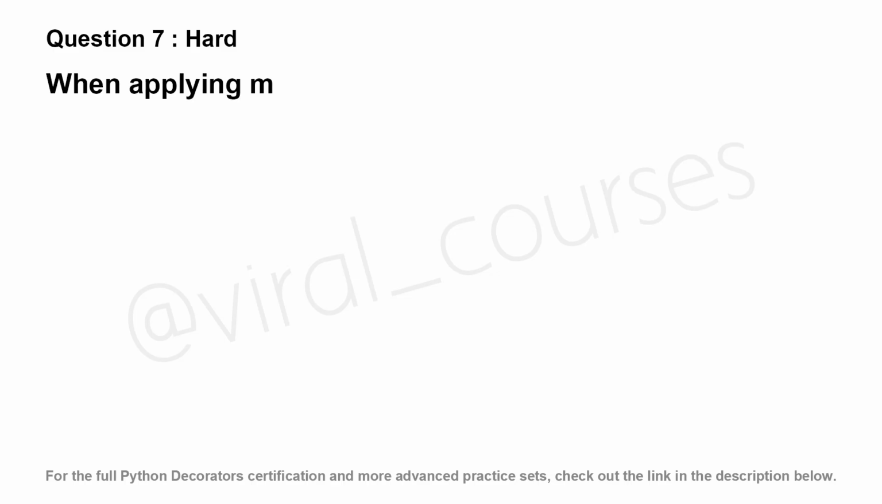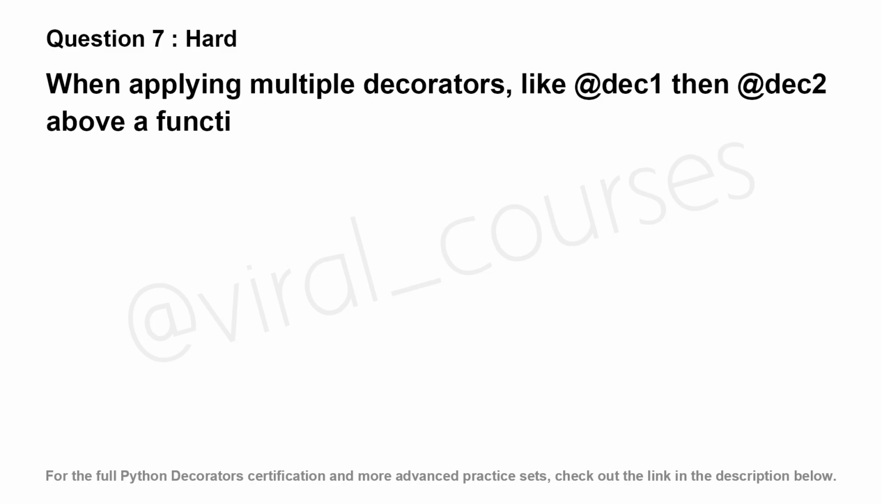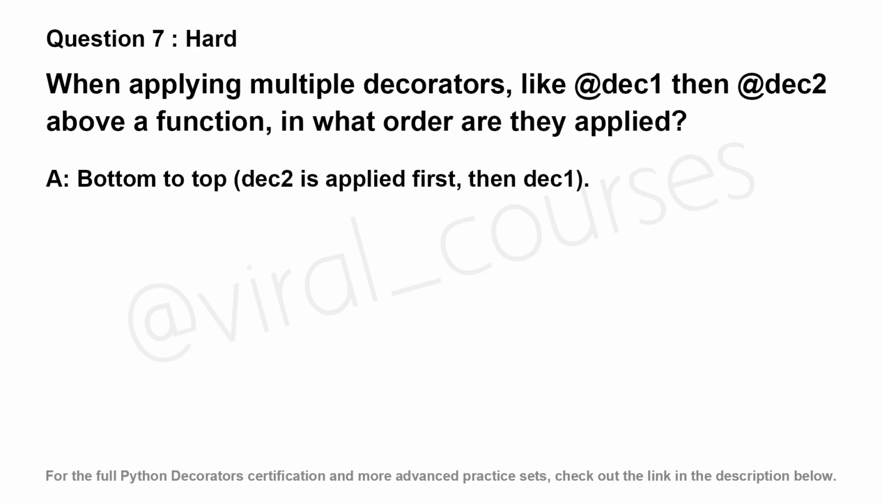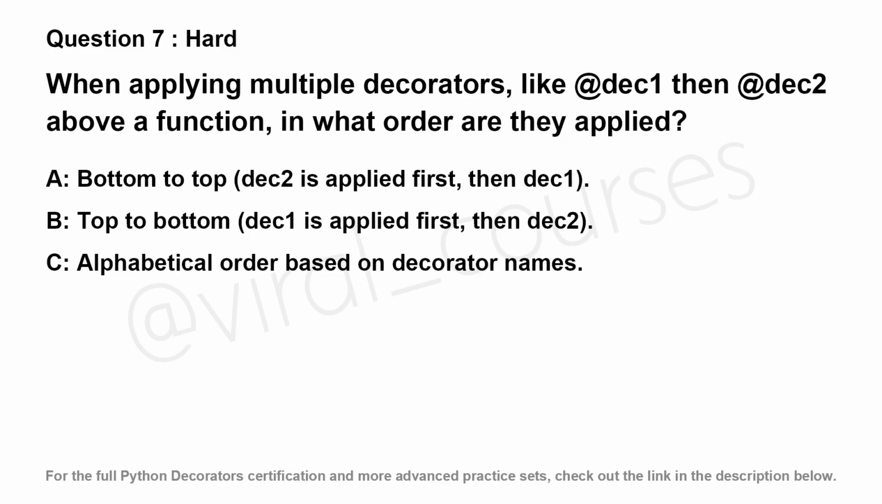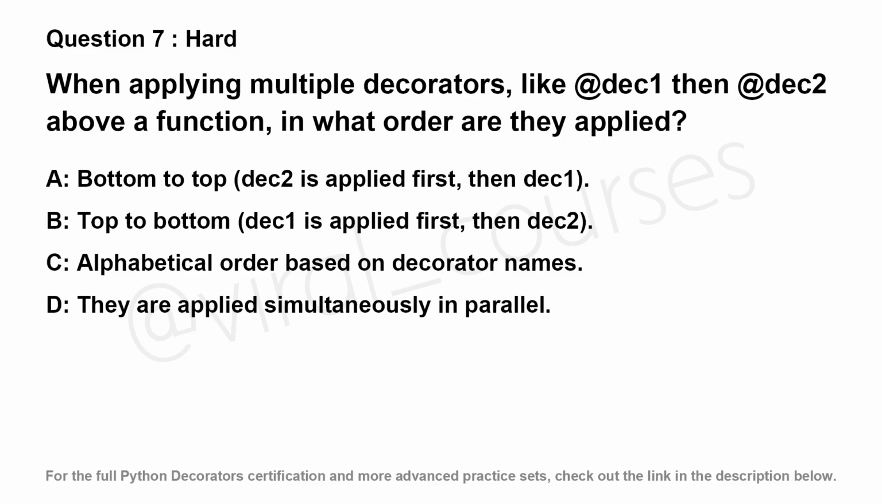When applying multiple decorators, like @dec1 then @dec2 above a function, in what order are they applied? Option A. Bottom to top. dec2 is applied first, then dec1. Option B. Top to bottom. dec1 is applied first, then dec2. Option C. Alphabetical order based on decorator names. Option D. They are applied simultaneously in parallel.